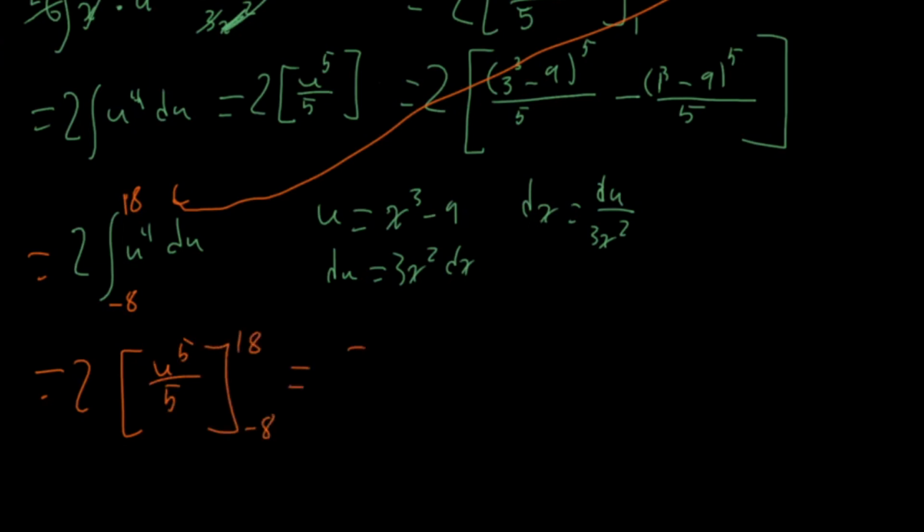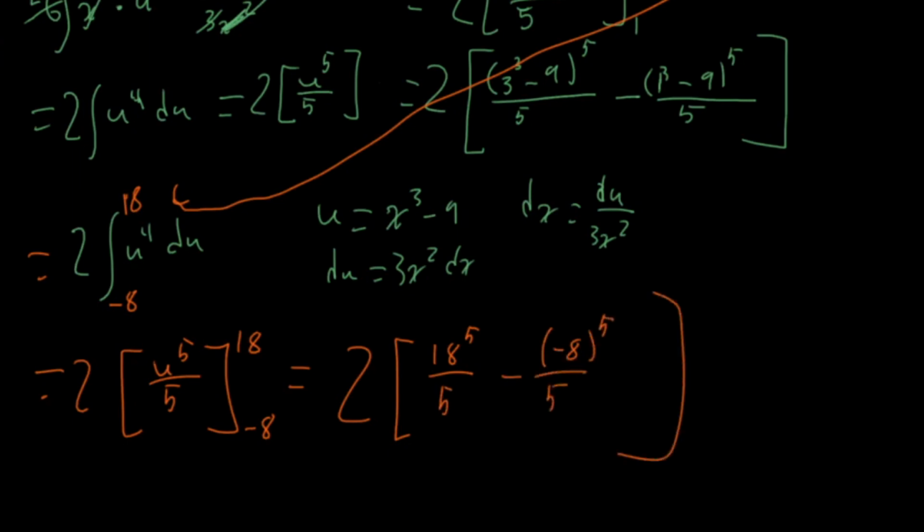And this is just equal to 2 times 18 to the 5th over 5 minus -8 to the 5th over 5. And if you're going to plug into your calculators, you're going to find these two are the exact same thing. They're equal to each other.